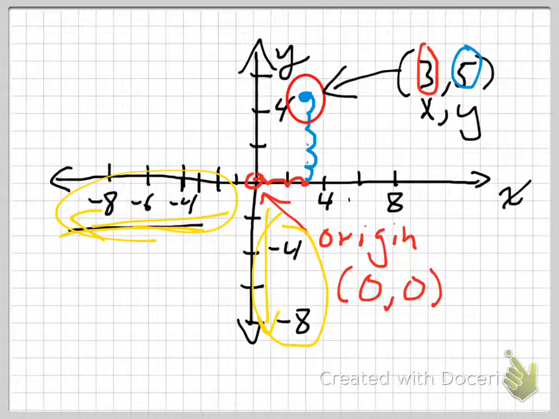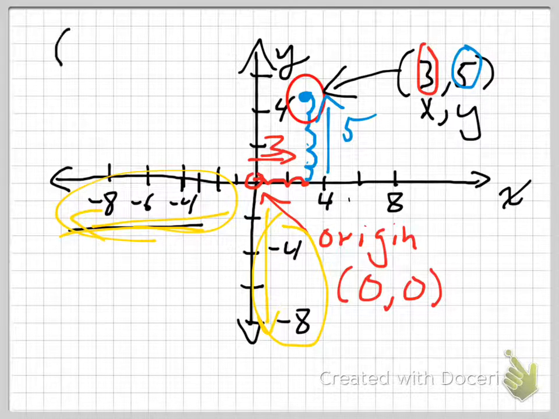The x is 3 because we've gone to the right 3. I'll make that red actually. We've gone to the right 3 units, and we've gone up 5 units. Okay, that's how we graph a point. That's it. That's all there is to it. So let's try another one.